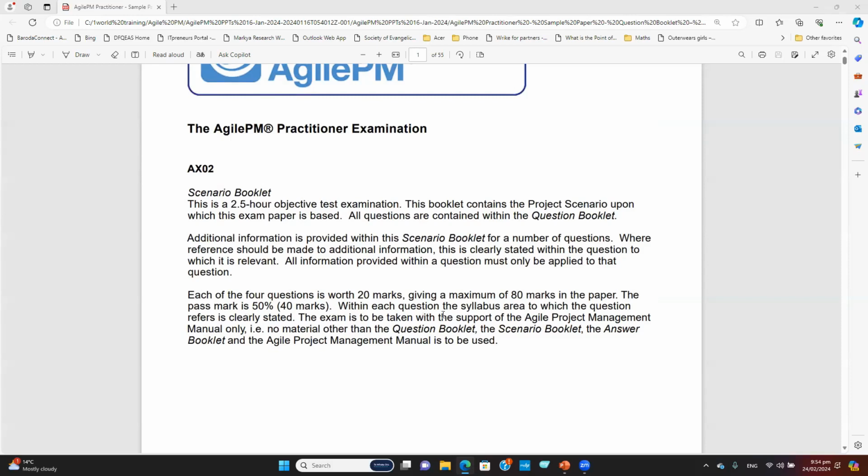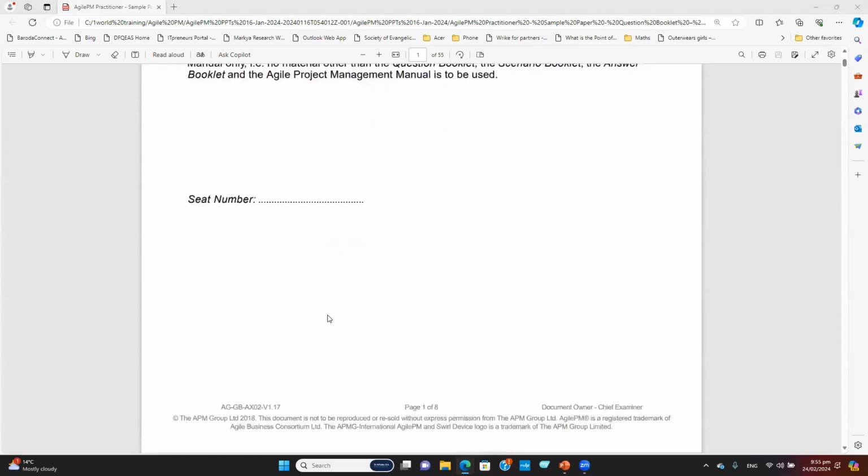Within each question, the syllabus area to which the question refers is clearly stated. And the exam is to be taken with the support of the Agile Project Management Manual only. It's going to be an open book examination, so good to have the book handy with you.